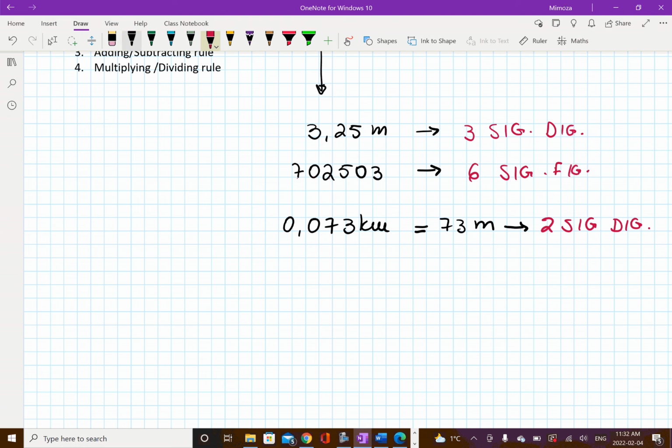But if we have something that is 0.07302 kilometers, then this number can be expressed as 73.02 meters, which means that in this case the zero between two non-zero digits is counted as a significant digit, and you have 4 significant digits for this measurement. Okay.